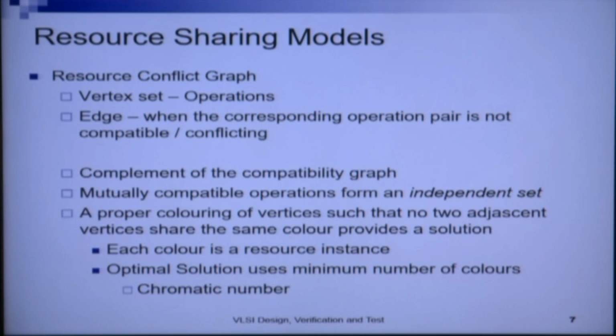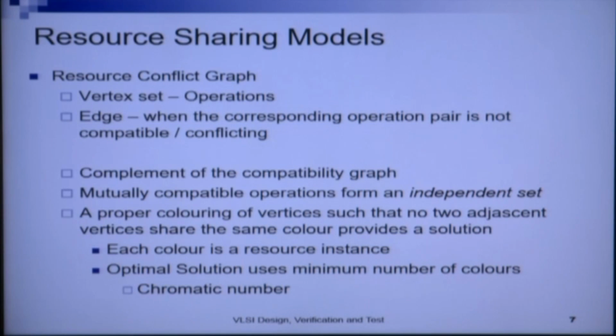So when will 2 operations be conflicting? When these 2 operations are scheduled either in the same time step, or these 2 operations are unrelated, meaning that they cannot be executed using the same functional unit type. However, it is true that if you have a set of compatible operations, they will form an independent set. What is an independent set? The vertices in an independent set will be those which do not share an edge between them. So mutually compatible operations will form an independent set.